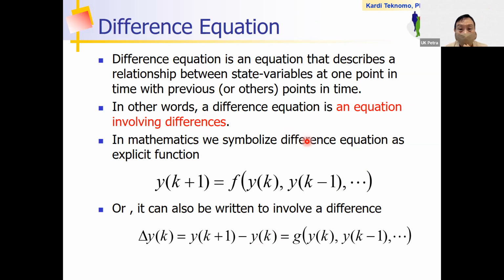In mathematics, we symbolize a difference equation as an explicit function like this: yk plus 1 equal to a function of yk, yk minus 1, yk minus 2, and so on. Now, if you want to make it into a difference, of course that's easy, right? You just move one of that from the left side to the right side, or from the right side to the left side, then you get the difference. But instead of using difference, the majority of the time I don't use this notation. I just use yk plus 1 equal to a function of yk. This is easier because now you don't feel it as a difference, but as just a normal function. Easy or not? This is super easy, right? Compared to a differential equation, this is really, really easy.